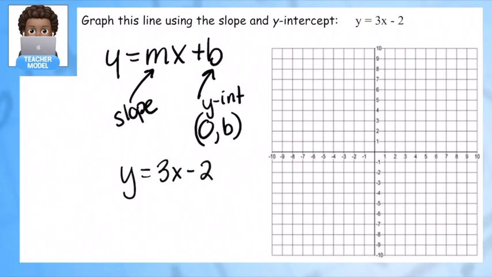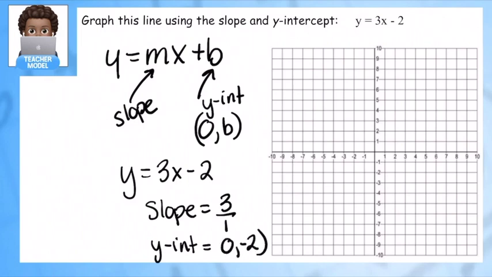Watch. All I need is really one point and a slope. So I know my slope is equal to 3 over 1, and I know my y-intercept is equal to (0, negative 2). So I'm going to graph (0, negative 2).